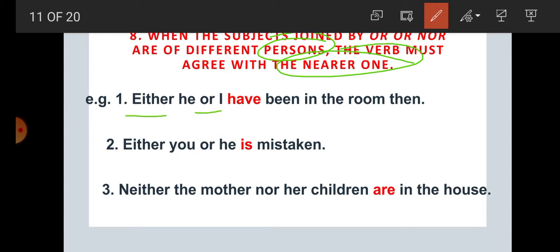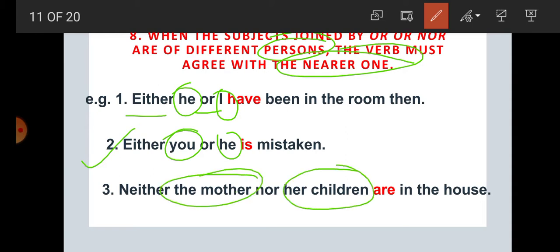So for example, either or. And what is the subject here, student? He, third person, and I, first person. Second sentence, you, second person, he, third person. Third example, student: mother, third person singular, and her children, third person plural.